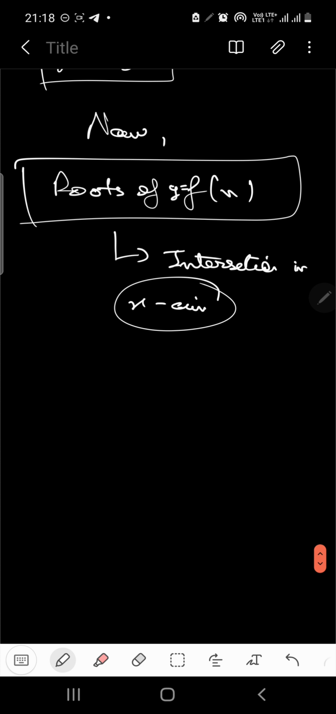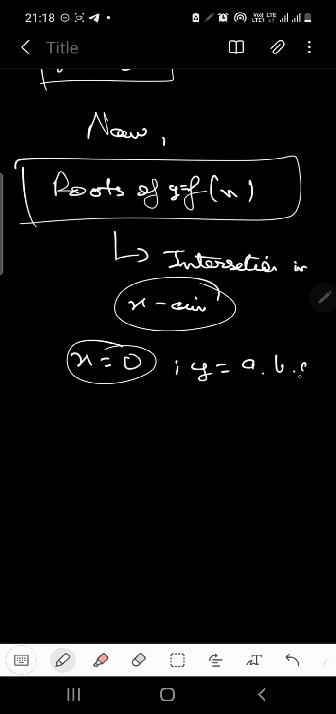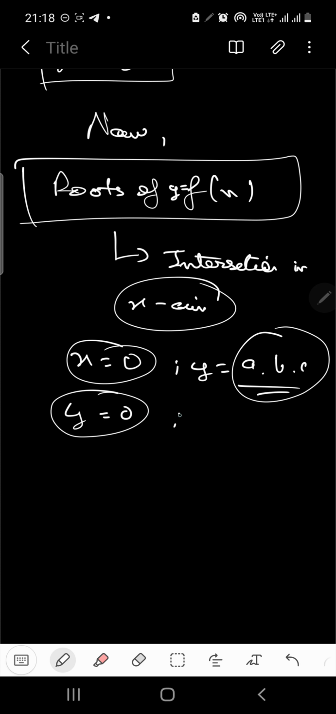So how to find them? If you put x equals 0, you will get certain values of y, say a, b, c and so on. These are the intersecting points with the y-axis. Similarly, if you put y equals 0, you get certain values c, d, e, etc., which are the intersecting points with the x-axis. I guess it's clear now.